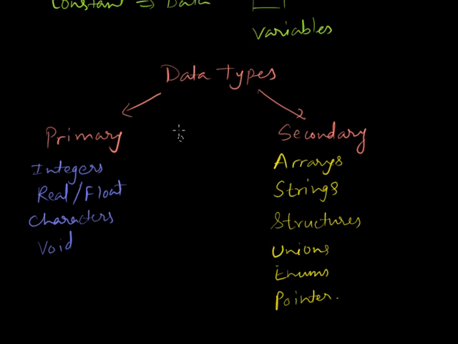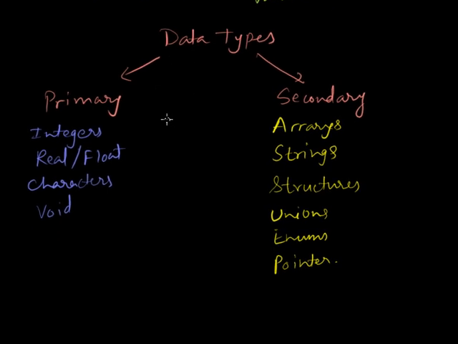This question is usually asked in the exam. What are the data types? What are the different types of data types? We have primary and secondary. Primary are the very basic data types: integers, reals, characters, and void. When we combine or morph these primary data types, we get secondary data types, which are arrays, strings, structures, union, enums, or pointers.